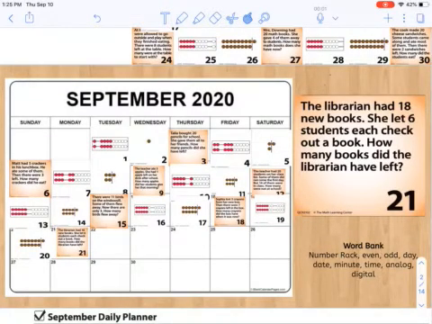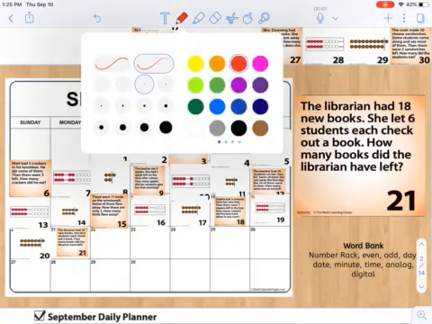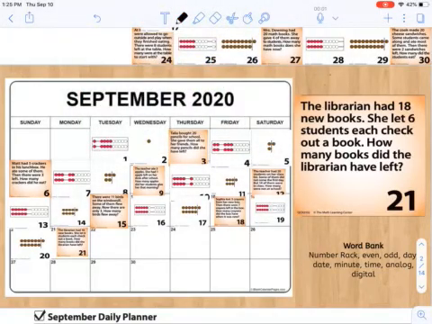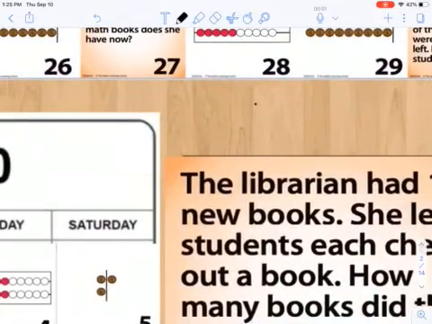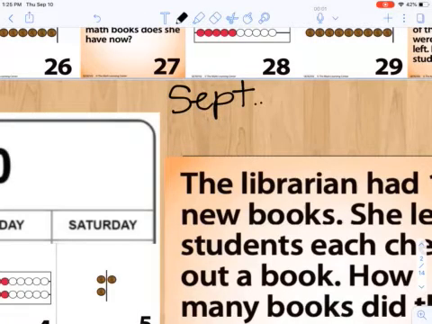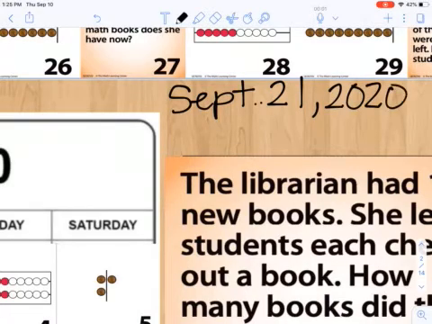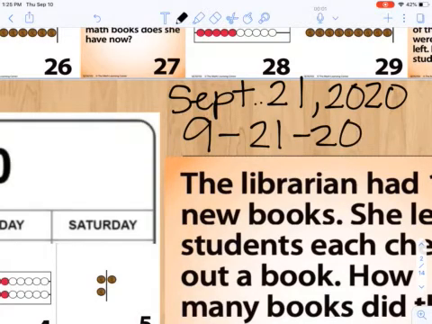Today is September 21st. And it looks like we have a problem today. All right, so there are two different ways we can write this. We could abbreviate September to be Sept 21, 2020. That's because today is September 21st and the year is 2020. The other way we could write it is 9-21-20 because September is the 9th month of the year.